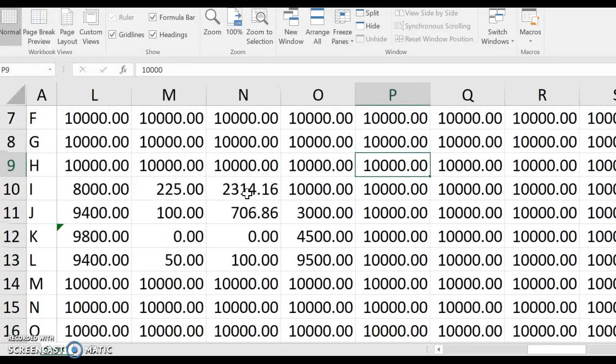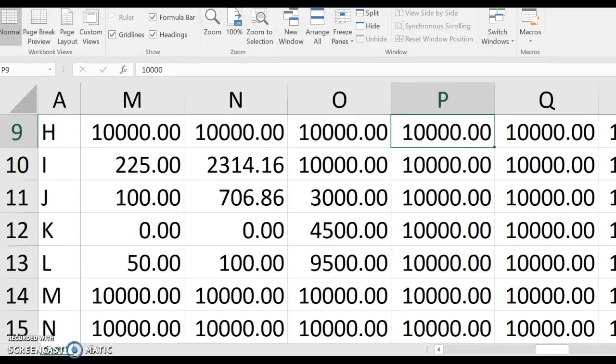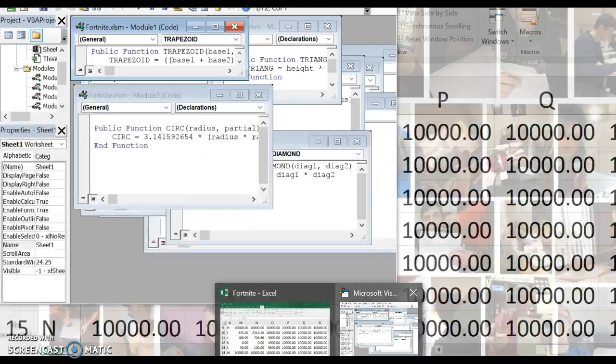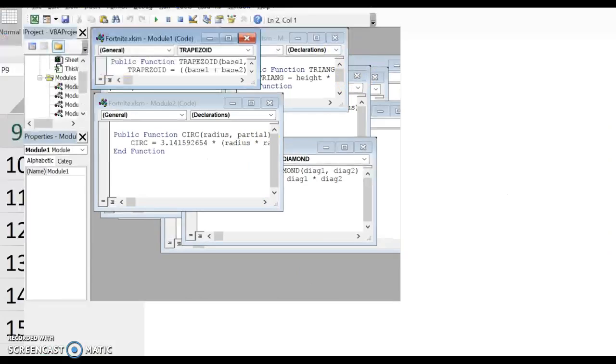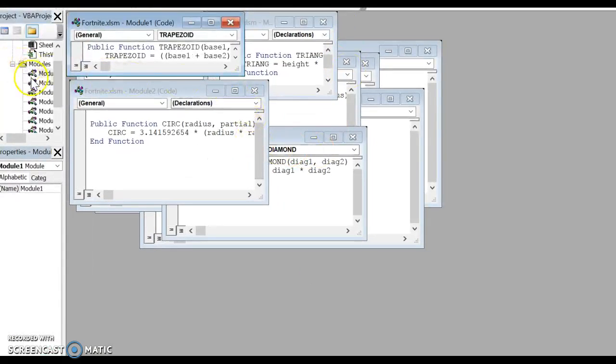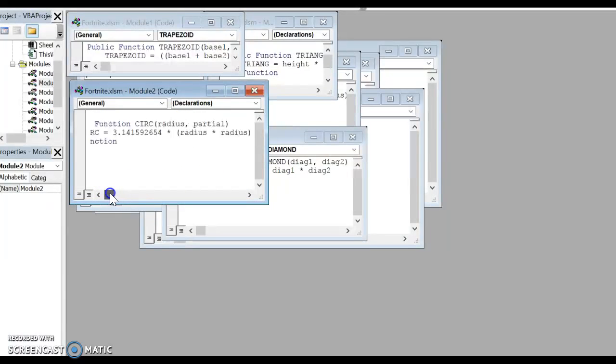And then for the ones that weren't full, I used equations or little functions called macros, which are these things that, as you can see, there's a bunch of different kinds. This one was the circle one. So what I did is I basically typed in the equation.